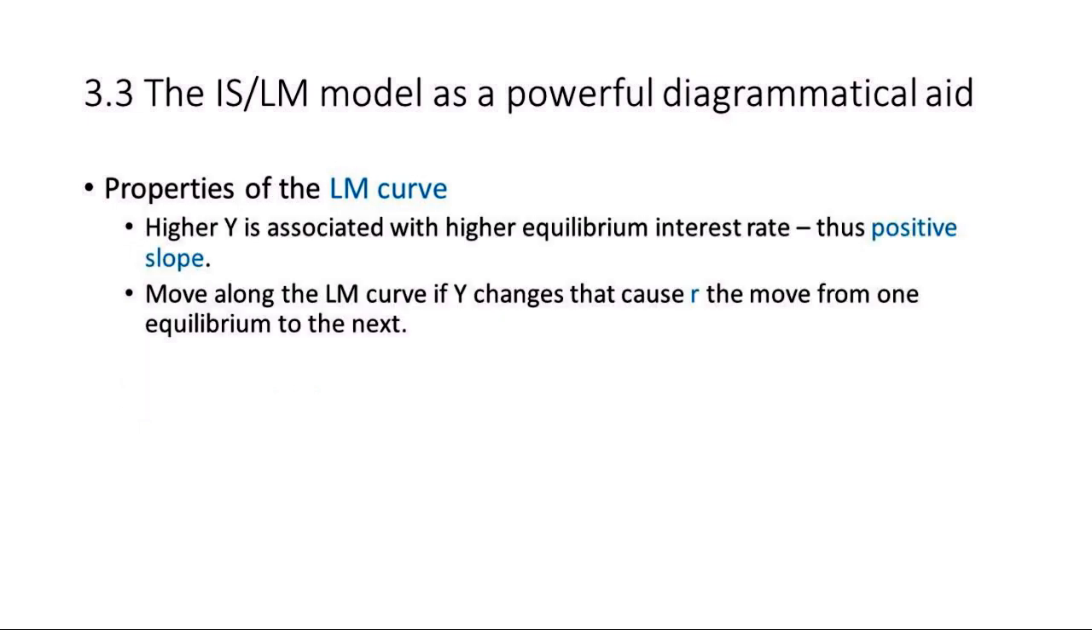When the money supply is regarded as exogenous, we just look at the real money supply on the left. Now, the property of the LM curve is that it has a positive slope. Higher incomes are associated with higher equilibrium interest rates. So keep this in mind. At a high income, you have a greater demand for money, and that demand for money pushes up the interest rate. So that's where the positive relationship comes from. And any movement along the LM curve is because of a change in interest rates.